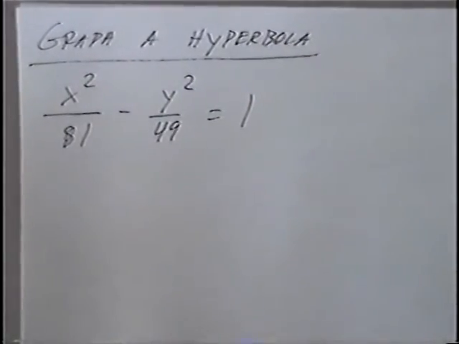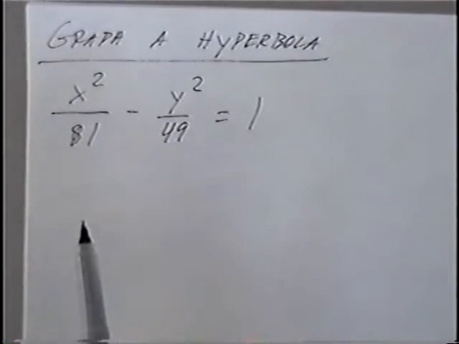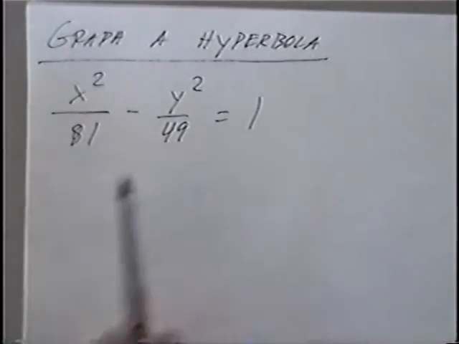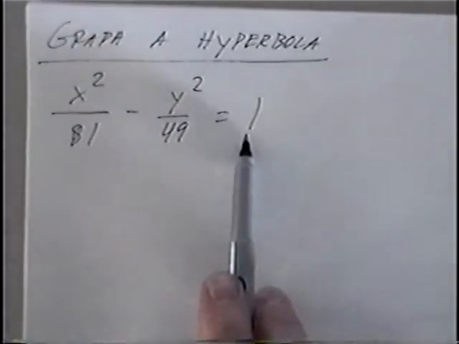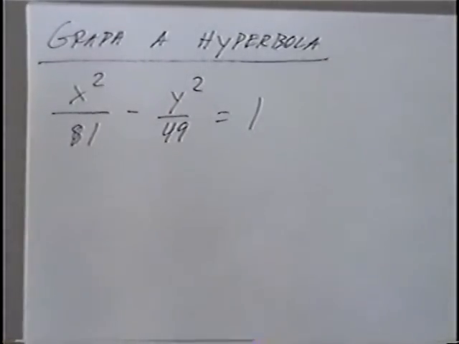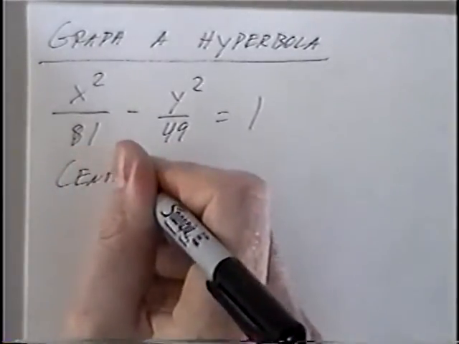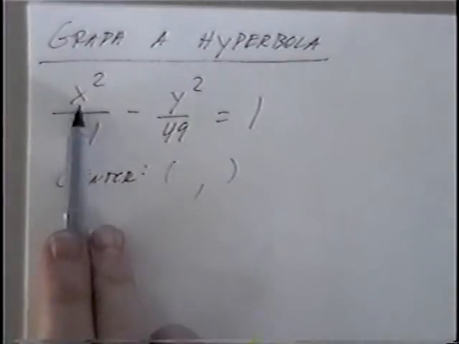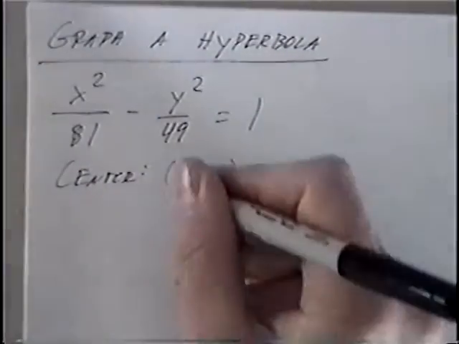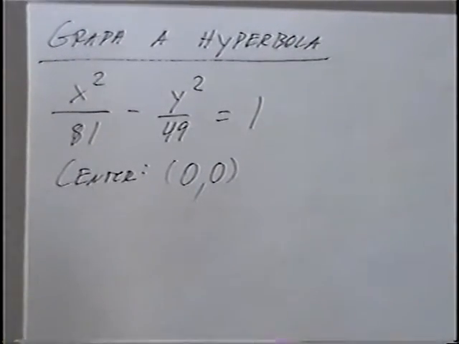Again, this is in standard form for a hyperbola. If you have x squared and y squared on the same side, both a fraction, and instead of a plus sign, you have a minus sign, and it's always equal to 1. First step, we want to find the center. The center, again, would be the opposite numbers next to x and y. Neither have numbers, so the center would be 0, 0.